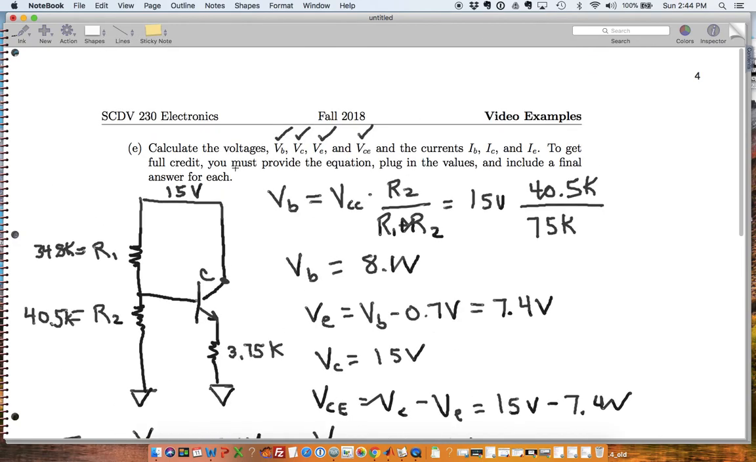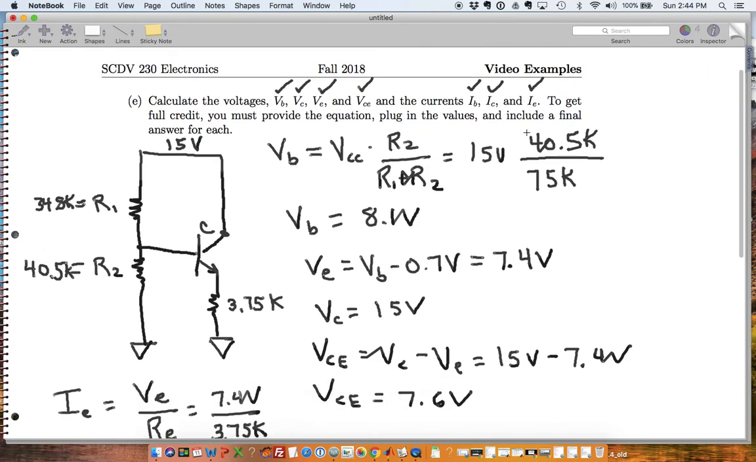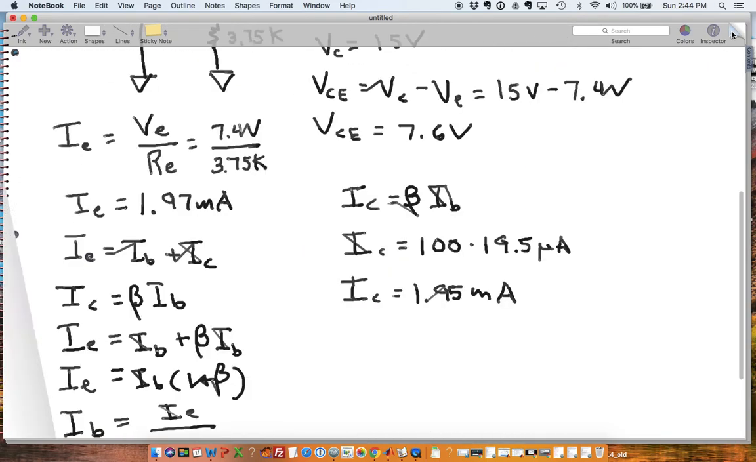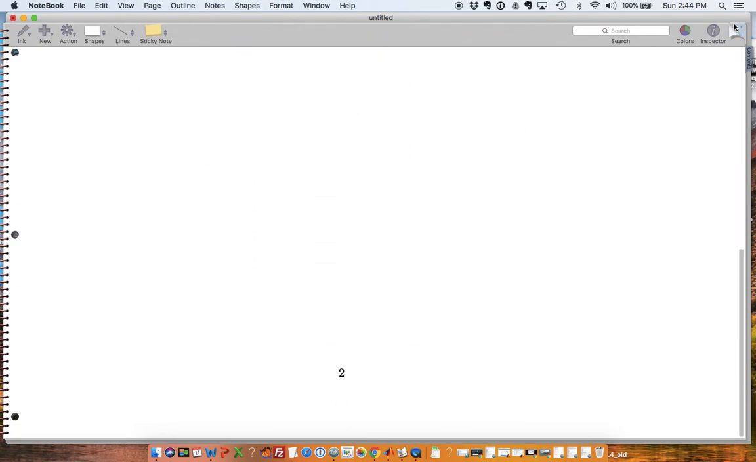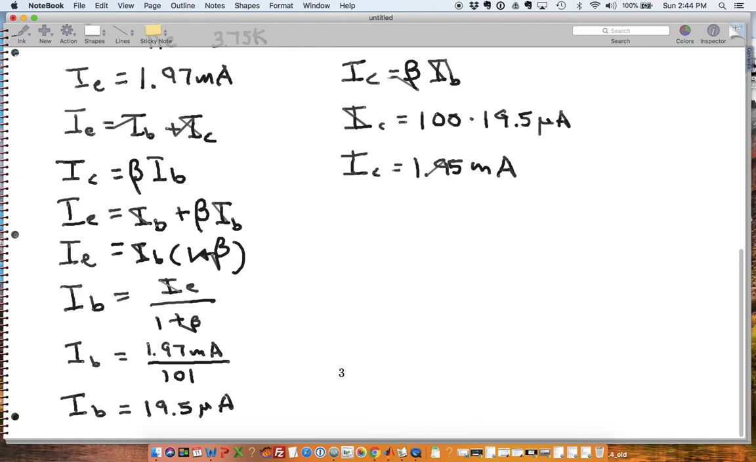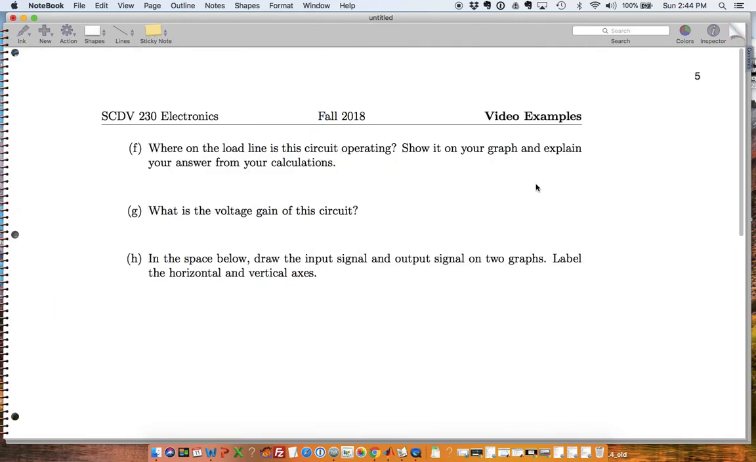Okay, so I think we've calculated IB, IC, and IE. Let's see what's next. Okay, so this is my graph. Where on the load line is this circuit operating? Show it on your graph and explain your answer from your calculations.